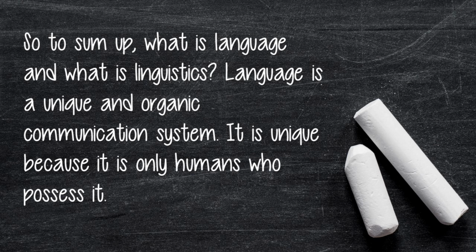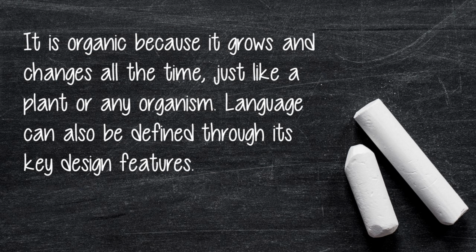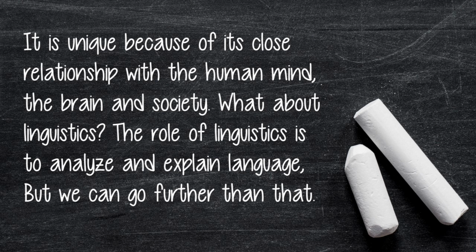So, to sum up, what is language and what is linguistics? Language is a unique and organic communication system. It is unique because it is only humans who possess it. It is organic because it grows and changes all the time, just like a plant or any organism. Language can also be defined through its key design features. It is unique because of its close relationship with the human mind, the brain, and society.